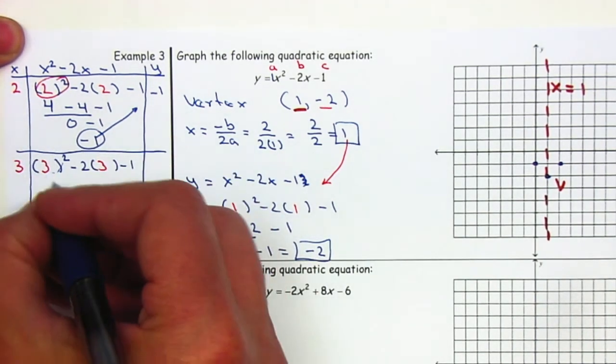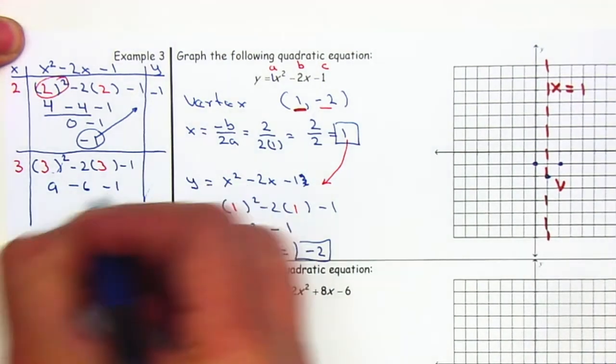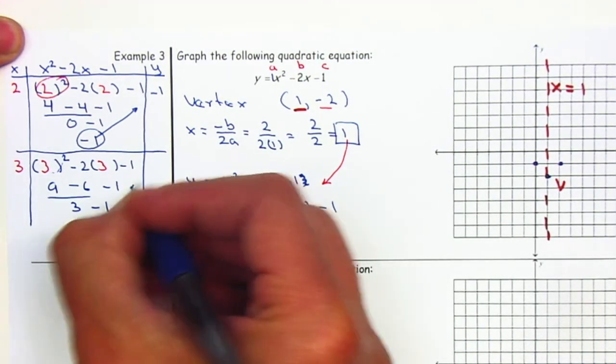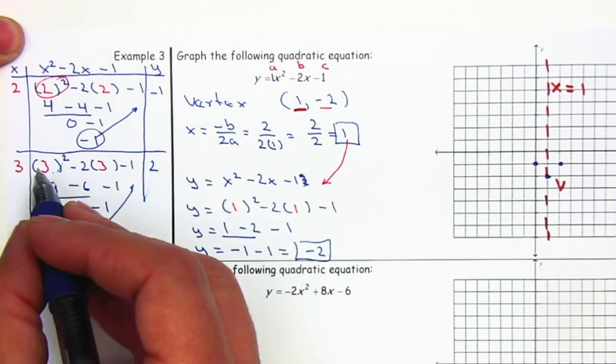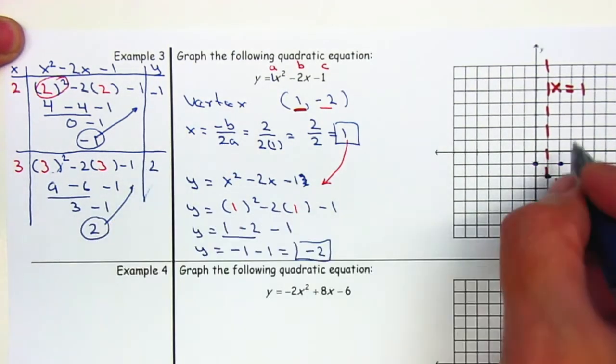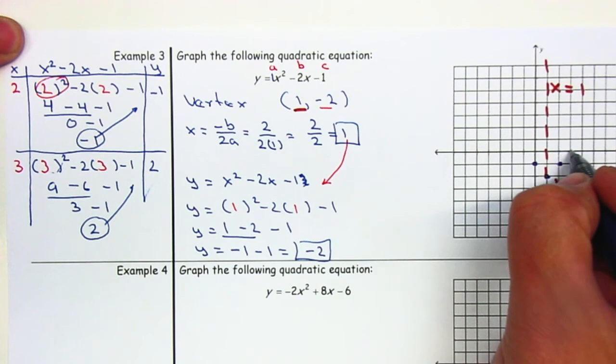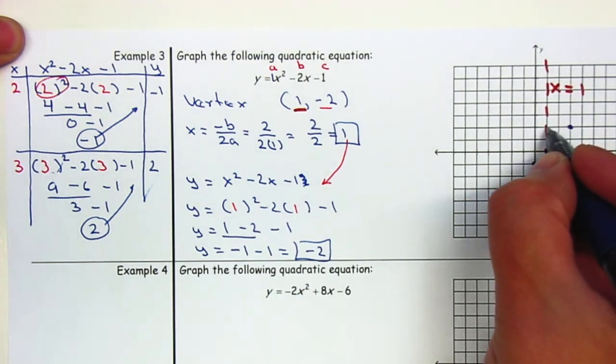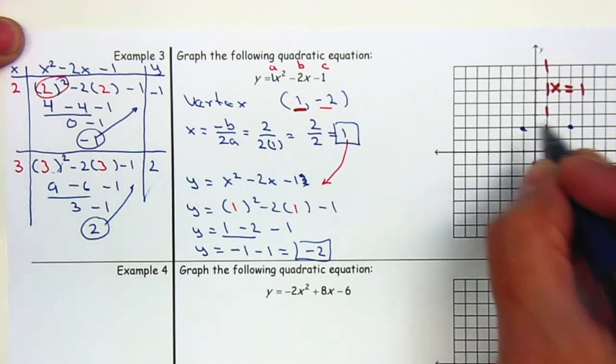3 squared is 9, minus 6, minus 1. That gives me 3 minus 1, which is positive 2. So my next point is (3, 2). I'm going to go to the right 3, 1, 2, 3, and up 2. And I'm going to reflect it, 2 away from the line of symmetry, 2 over.